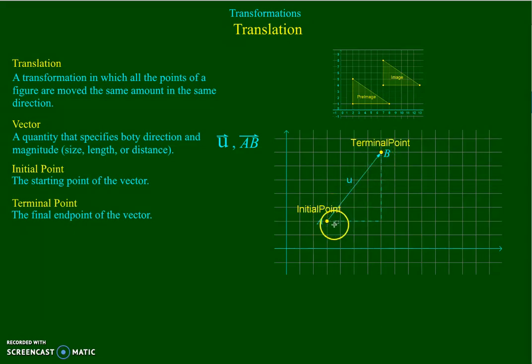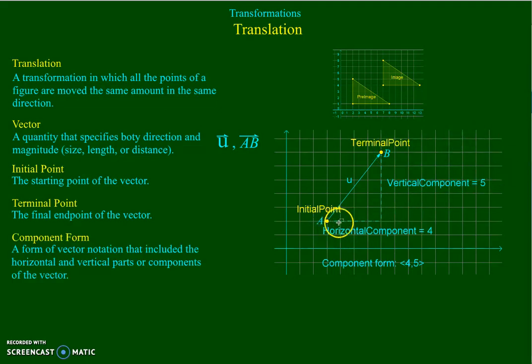One of the ways to specify vectors is to use what's known as the component form. In component form, we break the vector into two components, the horizontal and vertical component. You can see that this horizontal component is 4 units long, 1, 2, 3, 4, and the vertical component is 1, 2, 3, 4, 5. So the component form of the vector is given by the horizontal component first, followed by the vertical component, enclosed in less than, greater than symbols. So this would be the component form of vector AB.